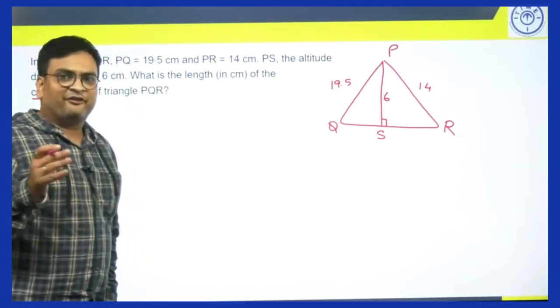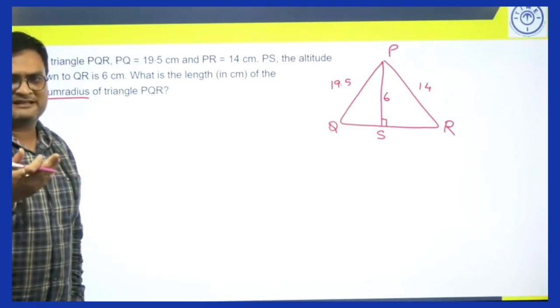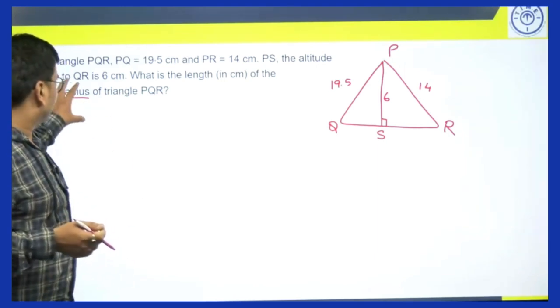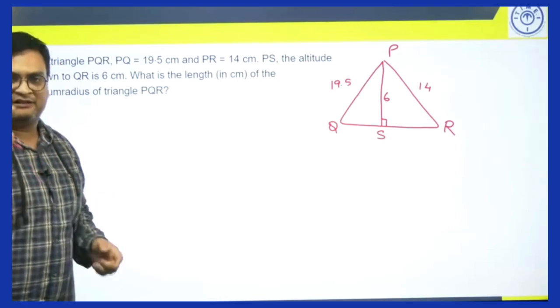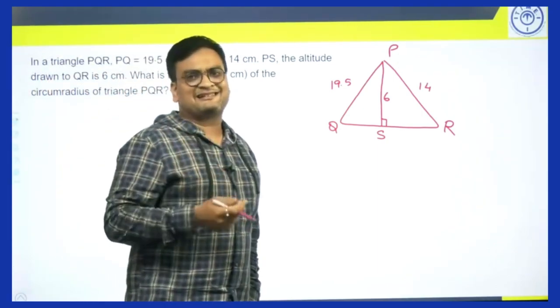So now there are some formulae that we have for the areas of triangles. One of the formulae is half base into height, as we discussed. Here the question is asking you to find out the circumradius. There is one particular formula for area of triangle which involves the sides of the triangle.